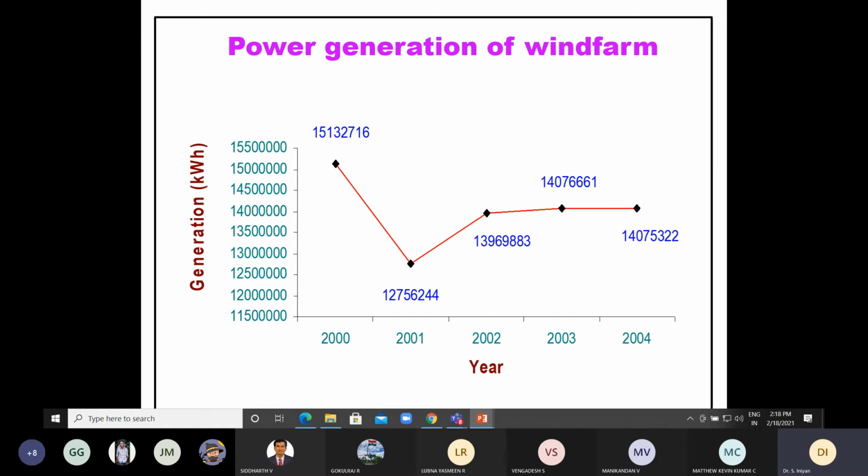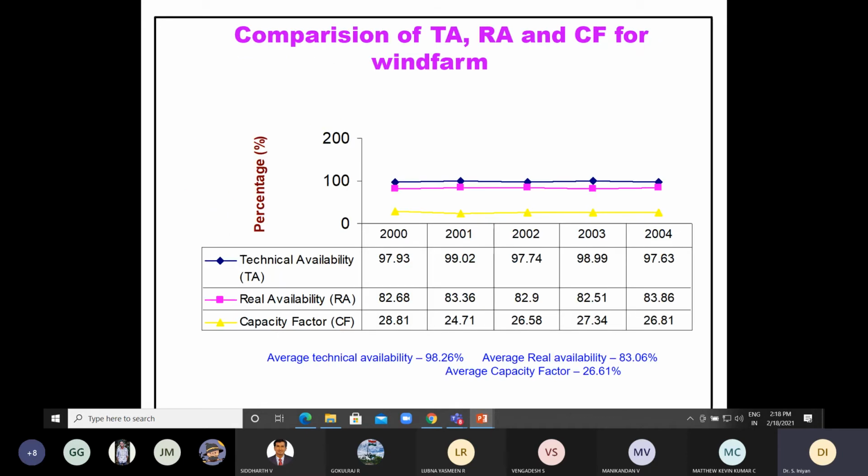So it's important. Here see the comparison of technical availabilities and real availabilities and their capacity factors. Here it is also old data, so I'm going to take 2000 to 2004 only. By taking these averages, I'm getting the average technical availability of 98.26%, and for the average real availability, I'm going to take 83.06%.